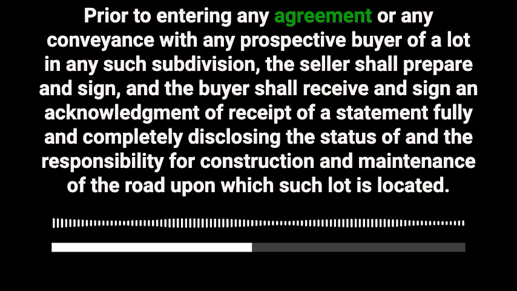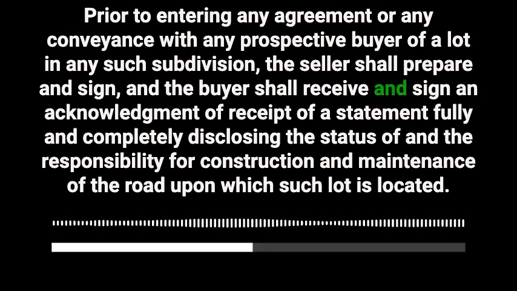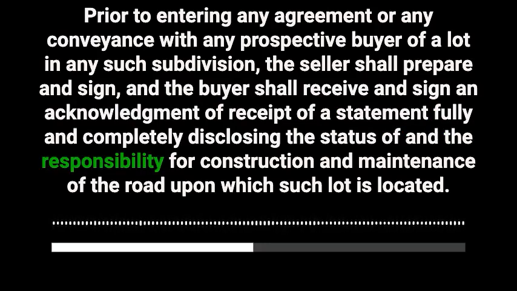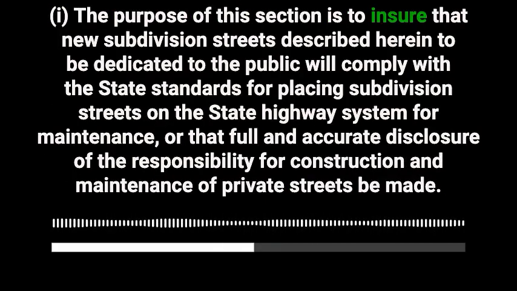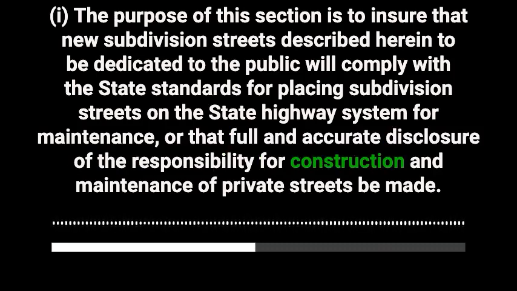Prior to entering any agreement or any conveyance with any prospective buyer of a lot in any such subdivision, the seller shall prepare and sign, and the buyer shall receive and sign an acknowledgment of receipt of a statement fully and completely disclosing the status of and the responsibility for construction and maintenance of the road upon which such lot is located. The purpose of this section is to ensure that new subdivision streets described herein to be dedicated to the public will comply with the state standards for placing subdivision streets on the state highway system for maintenance, or that full and accurate disclosure of the responsibility for construction and maintenance of private streets be made.